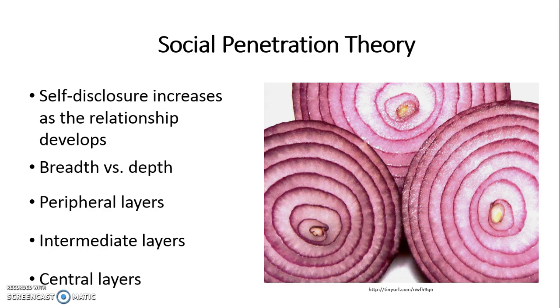But as we get deeper, there's going to be a lot less breadth, less variety. There's going to be a lot of deeper information. So our intermediate layers, maybe our goals, maybe even our childhood memories. And then we get to the core, the central layers of our onion. We start sharing about who we are, our deep dark fears, maybe even our deep dark secrets. What makes us the people that we are today.